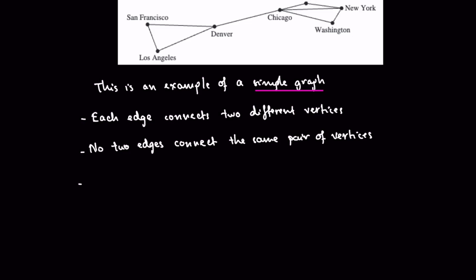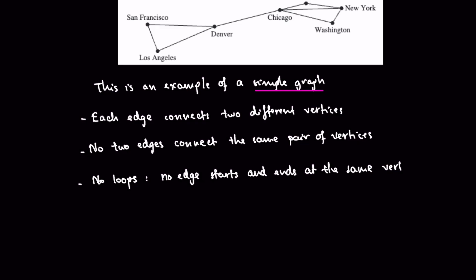The third property for a simple graph is that there should be no loops. That means no edge starts and ends at the same vertex. So for a simple graph, this is not allowed. You have a data center at Denver and you have a loop at Denver as well. So this is not allowed in a simple graph.